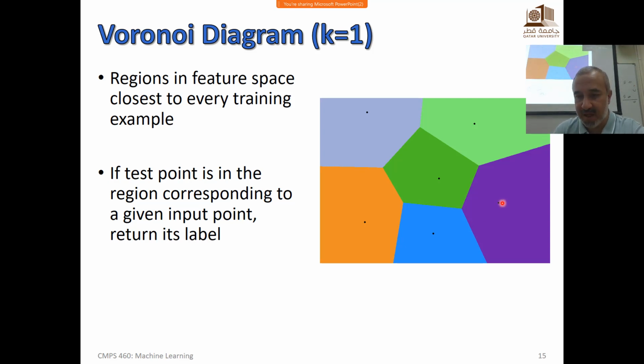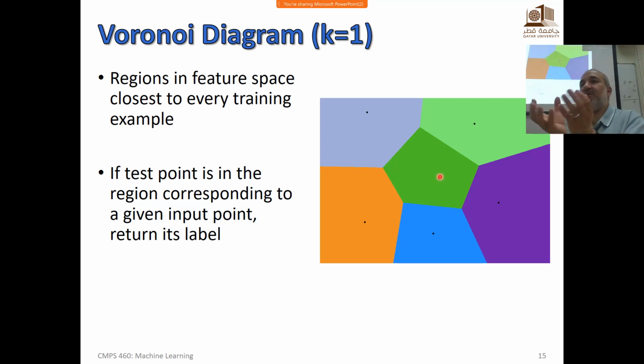You see here the black points. Do you see the black points here? Every point has a region that is colored differently from the others, right? What is the region for each point? The region determines the area where this point is the closest among all the points. For example, for this point, this is its region. Every point in that region, this point is the closest to it in the entire space.